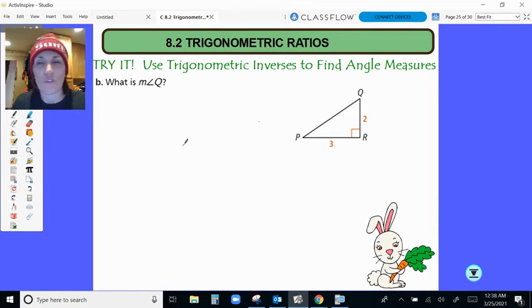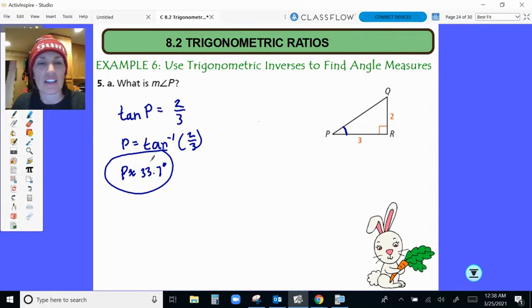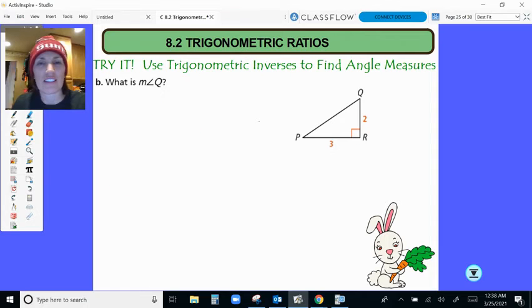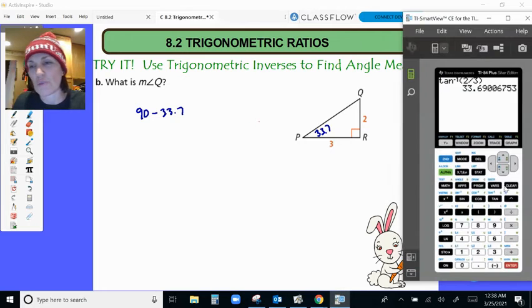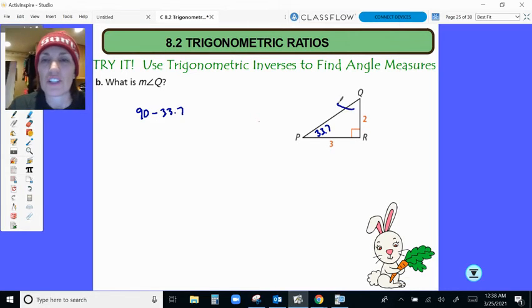So we have one more. Why don't you guys try this one and then come back and see how you do. Now we're trying to find the measure of Q. To give you a hint, this one is 33.7, right? So what is Q? Well, all I have to do here is take 90 minus 33.7. So what's 90 minus my 33.7? And what do I have? 56.3. So Q here is 56.3.